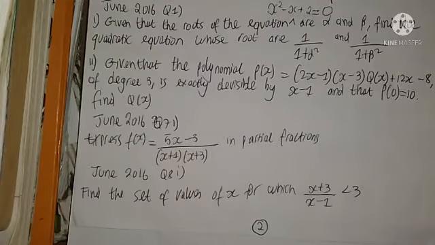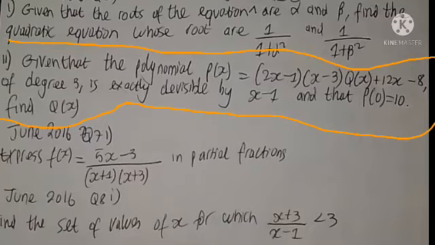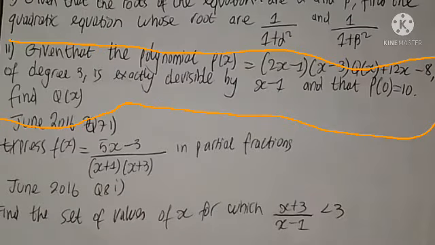So without any further ado, we're going to dive straight into the other part of the 2016 questions, which is part 2 of question 1. This one too is a somewhat similar problem, but the first step is not really the same as we encountered last time. Here the question is: given that the polynomial p of x equals 2x minus 1 into x minus 3 into q of x plus 12x minus 8, of degree 3, is exactly divisible by x minus 1, and that p of 0 is equal to 10, we are required to find q of x.